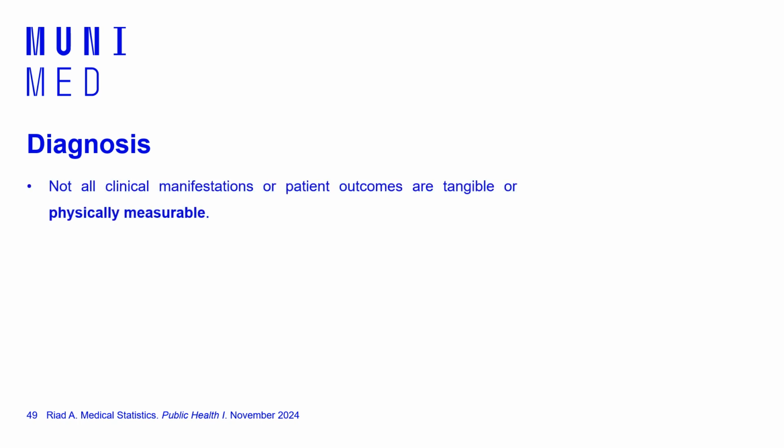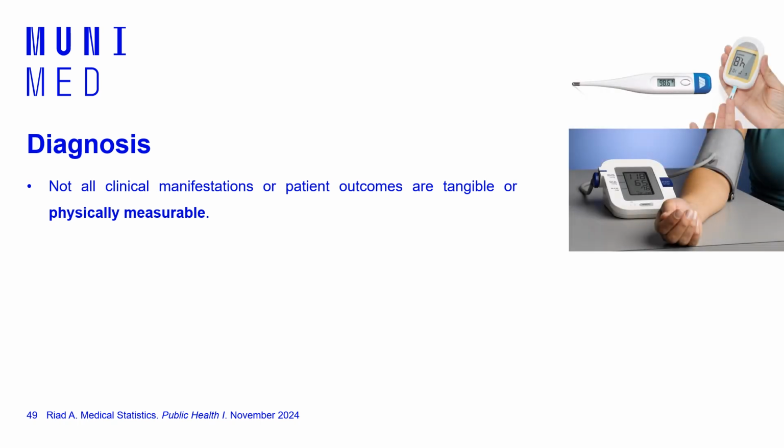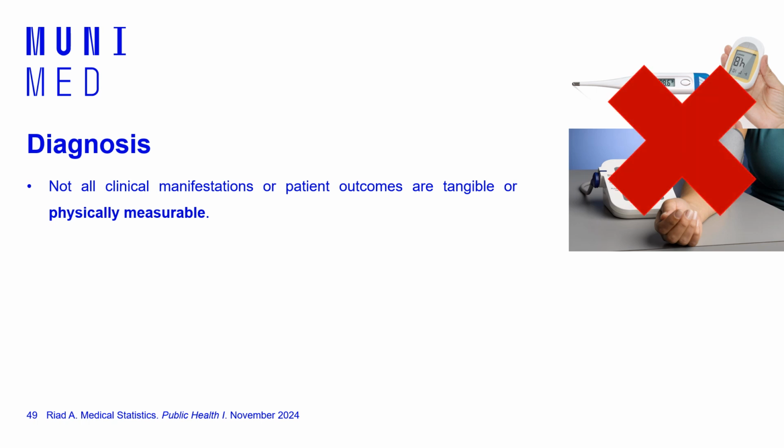Now let's move to another part, which is related to diagnosis that we talked about in the second seminar. Not all clinical manifestations or patient outcomes are physically measurable. If you think about blood pressure or body temperature or blood glucose level, these are all physical measures. That's why we can easily measure them, and we can get sensitivity or specificity or other accuracy values to decide which test we're going to use to measure them.